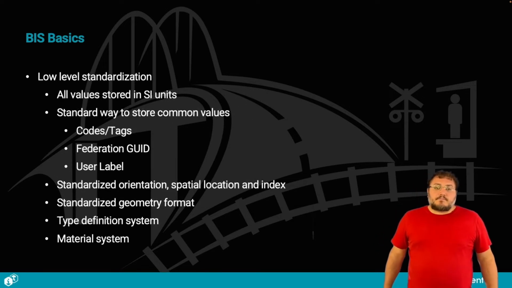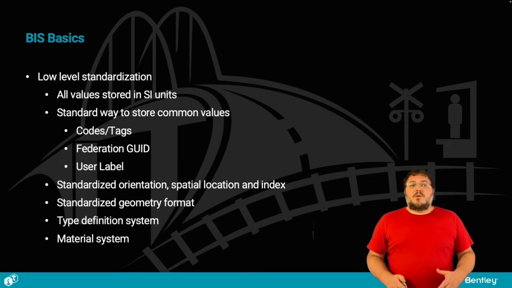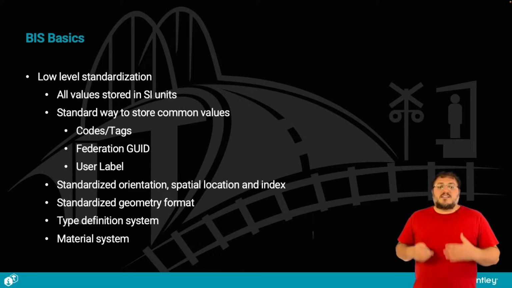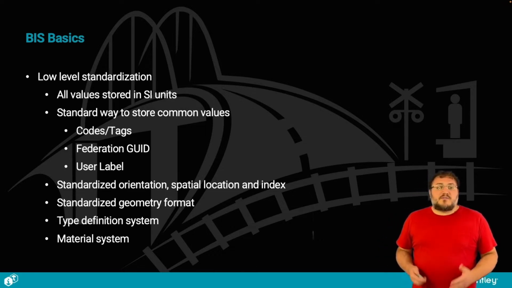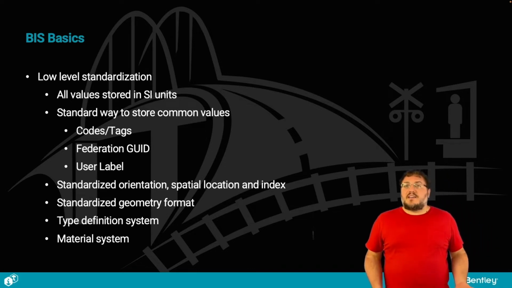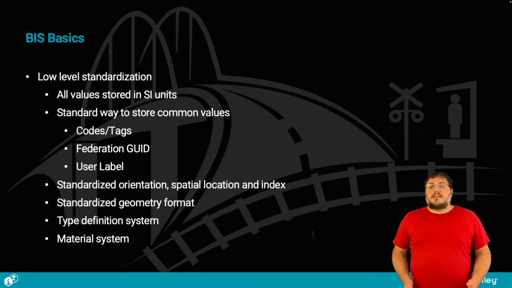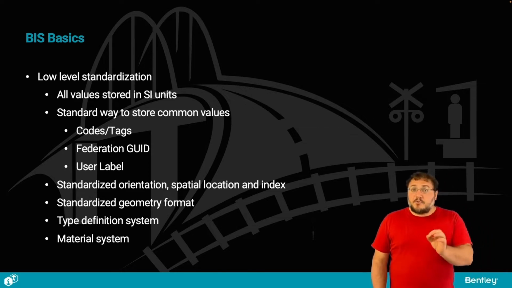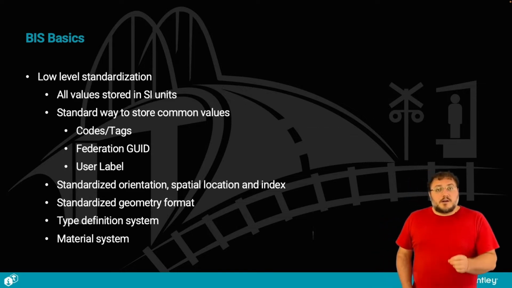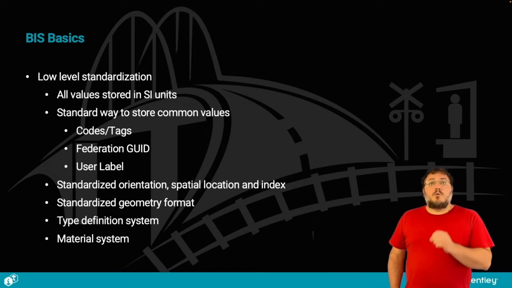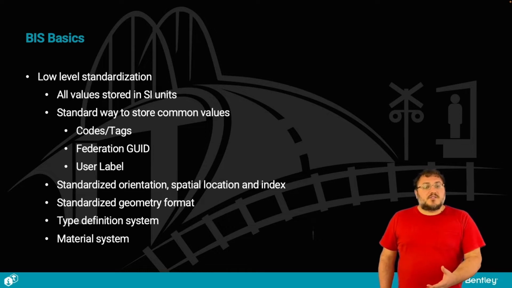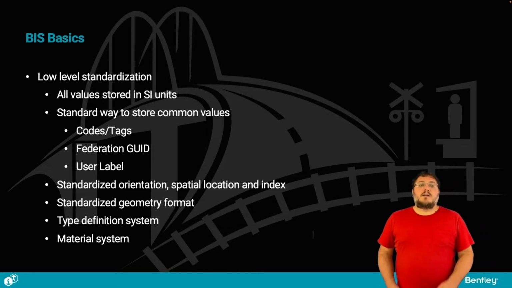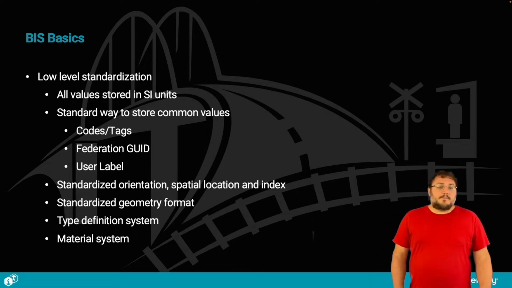Now, in addition to those classes, there's a whole bunch of things that come out of the box with BIS, and I'm going to mention a couple of them here. First one, all values are stored in SI units. So you can be confident that no matter what the value is, if it has units, it's stored in SI units. And by the way, because BIS is queryable, you can always query to see what unit some value is stored in. Is it in meters? Is it a volume in cubic meters? You can find that out by querying the metadata information within the iModel.